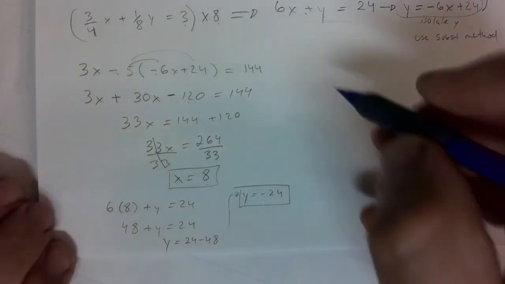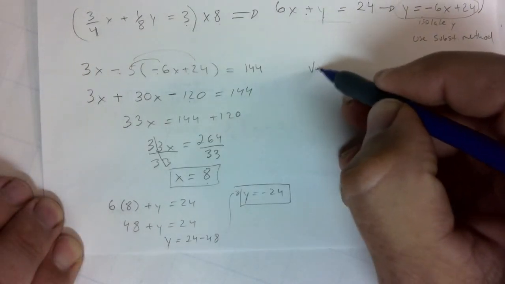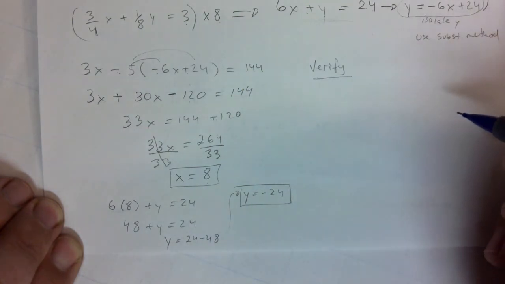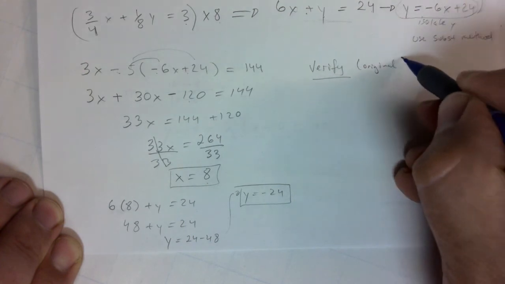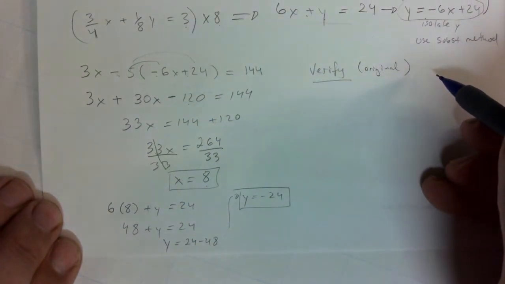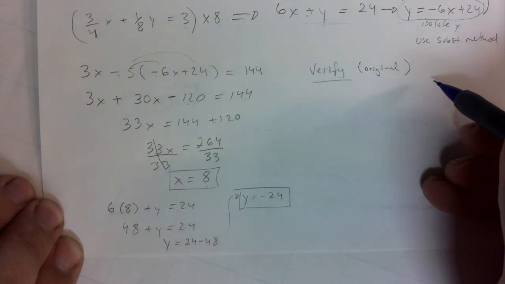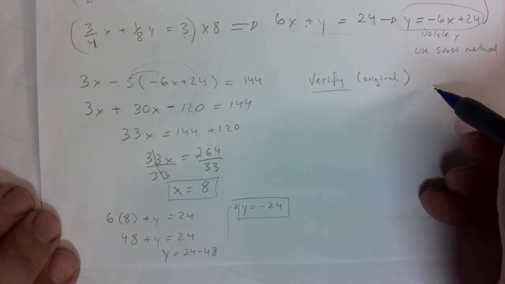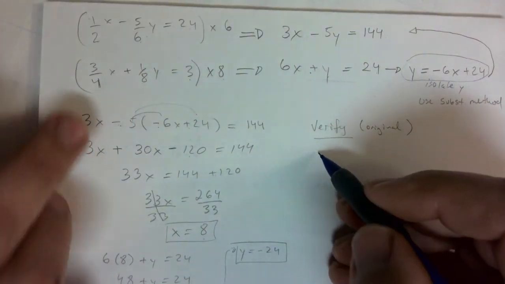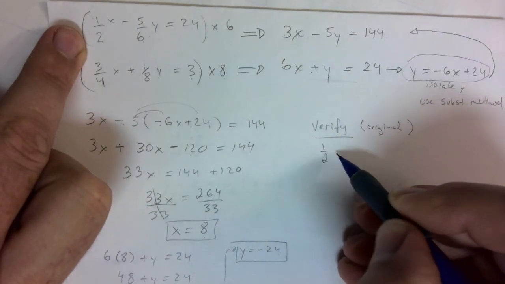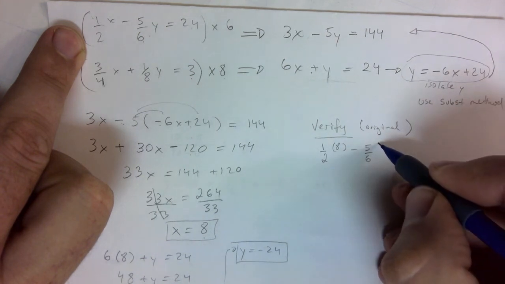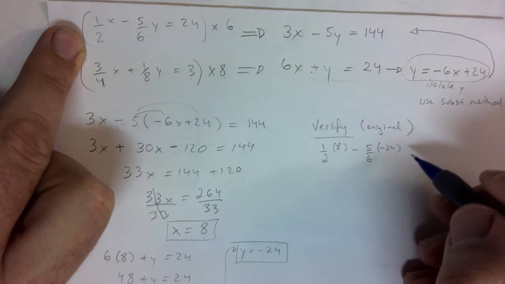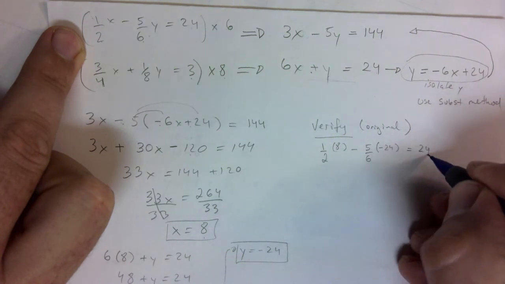We're going to verify. So pick the original. Using the original equations, because that's when you're going to find out, oh, I made a mistake. Because if left-hand side is not equal to right-hand side, you made a mistake somewhere. So I'm going to go with the first one. 1/2 x, right, minus 5 over 6 y, and y is negative 24. It's supposed to be 24. So I'm just doing it like that.